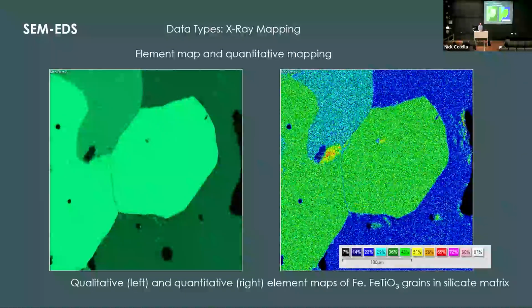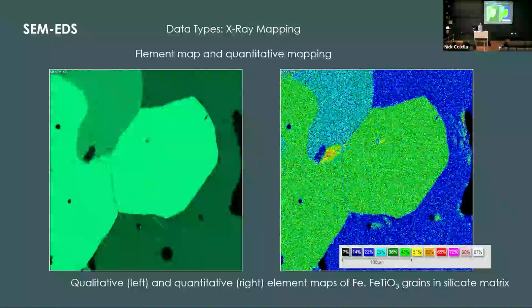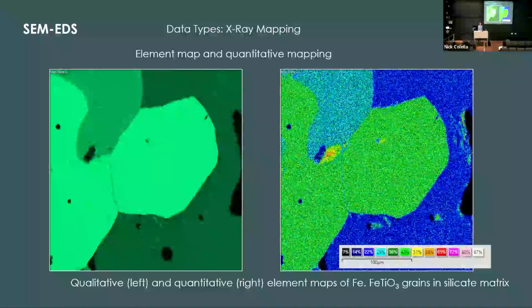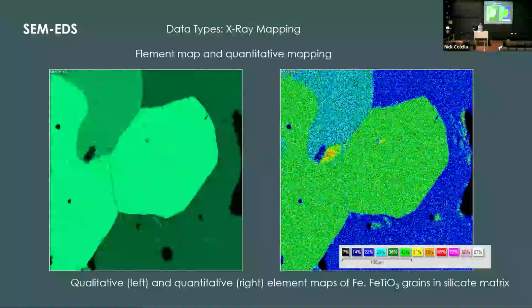We can also kind of go one step farther with element mapping, and under certain circumstances, we can get quantitative data out of X-ray mapping. So these are 2 maps of the same area. On the left, we see it's what's called a qualitative X-ray map, where the brightness is showing the distribution of iron in a few different mineral grains. So you can kind of say, where it's very bright, I have more iron than where it's sort of medium, and more than where it's dark, right?